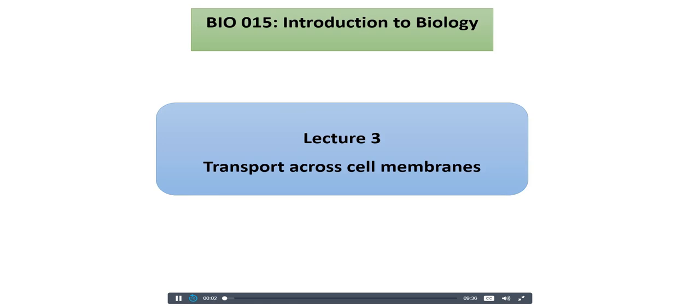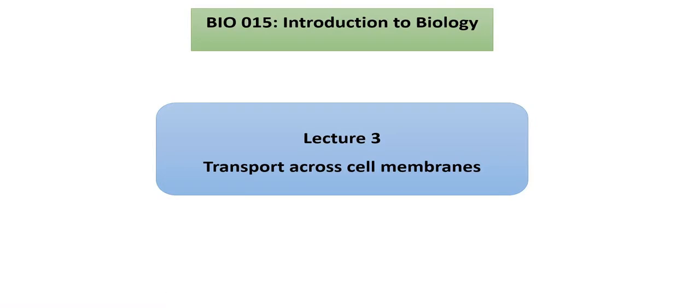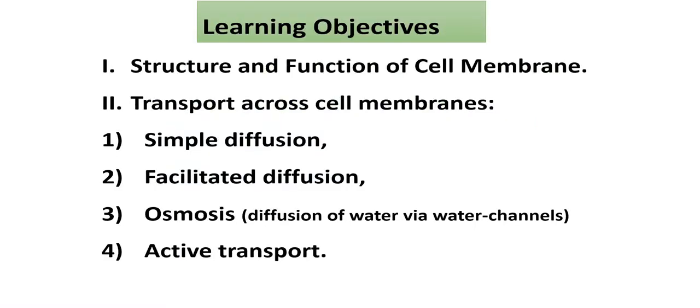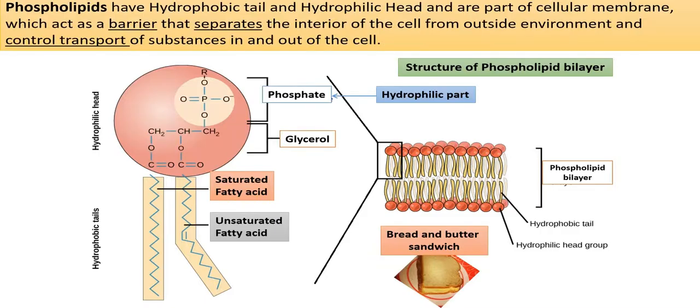So today is our third lecture about transport across the cellular membrane. Overall, we will talk about the structure and function of the cellular membrane, and about transport across the cellular membrane, and we have several types. We have simple diffusion, facilitated diffusion, osmosis or diffusion of water via water channels, and active transport. We will start with the structure and function of the cellular membrane.